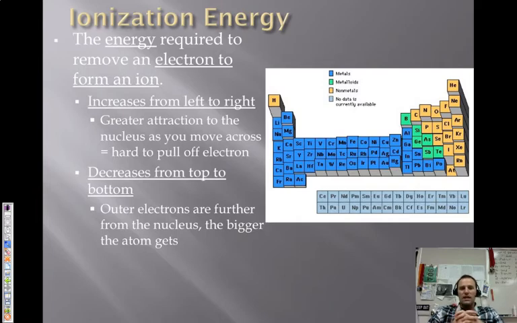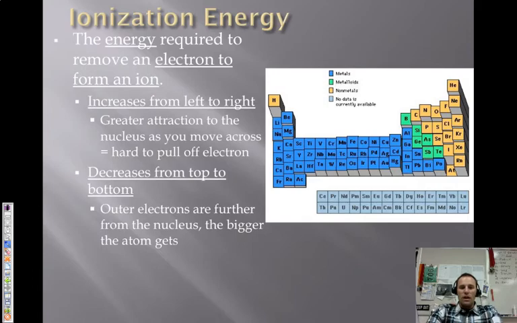So the next trend is ionization energy. First, you have to figure out what ionization energy is. So it's the energy required to remove an electron to form an ion. All right. As you go from left to right, ionization energy increases. Okay. In order to form an ion, we have to give up electrons or gain them. If you're giving up electrons, some elements are much more likely to give up electrons, whereas other elements really want more electrons. They don't want to give up any of them.